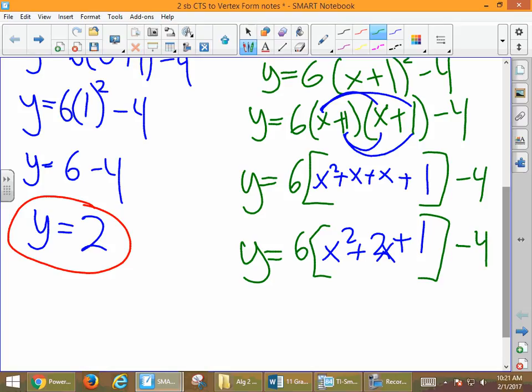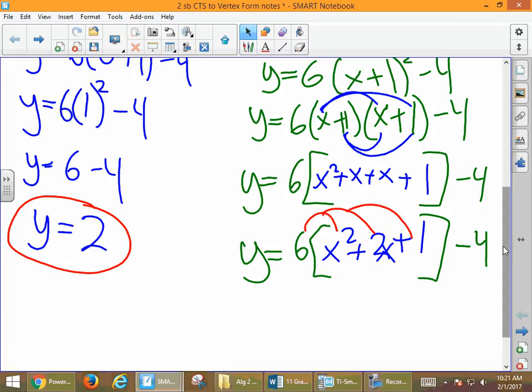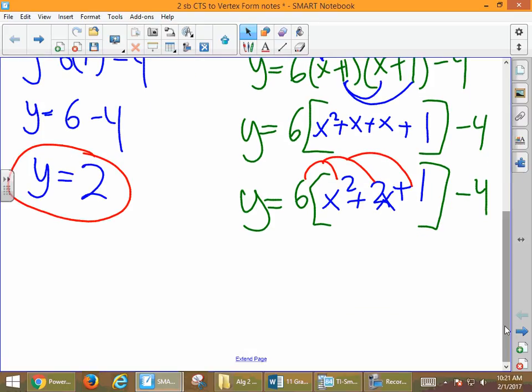minus 4. And now, to get rid of this bracket and make it look more like our standard form should, all we need to do is distribute our 6 in. And so everything is going to be multiplied by a 6, because when we distribute, everything gets multiplied. We need to distribute to everyone.